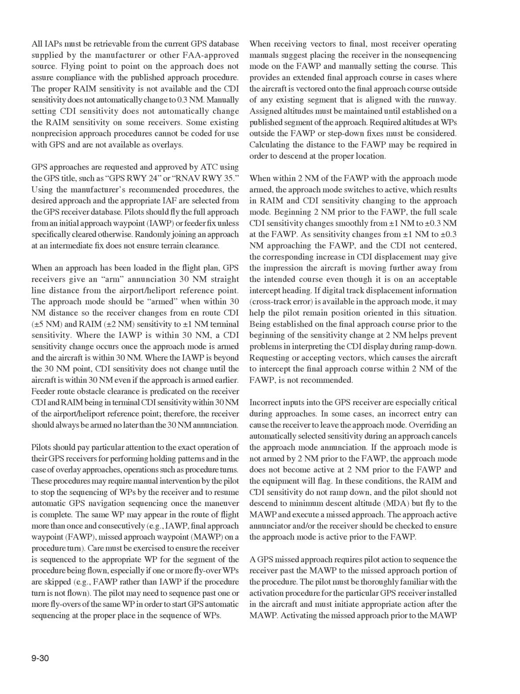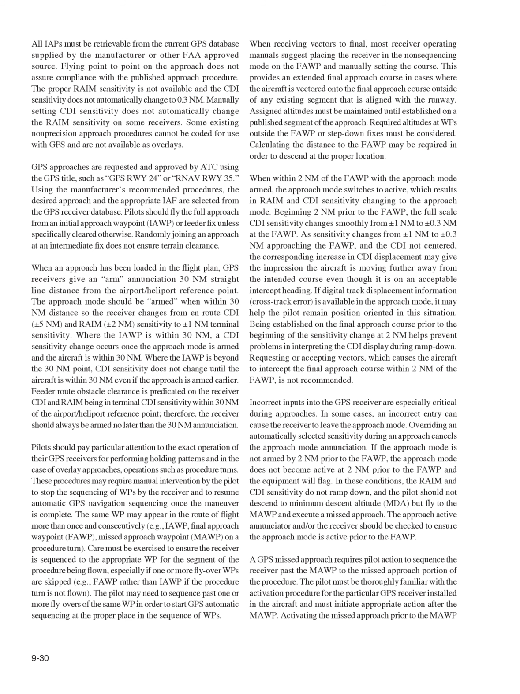In these conditions, the RNP and CDI sensitivity do not ramp down, and the pilot should not descend to minimum descent altitude, MDA, but fly to the MOP and execute a missed approach. The approach active enunciator and/or the receiver should be checked to ensure the approach mode is active prior to the FAWP. A GPS missed approach requires pilot action to sequence the receiver past the MOP to the missed approach portion of the procedure. The pilot must be thoroughly familiar with the activation procedure for the particular GPS receiver installed in the aircraft and must initiate appropriate action after the MOP.